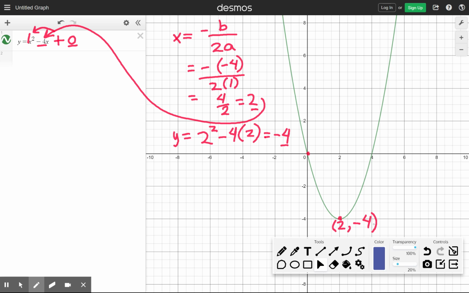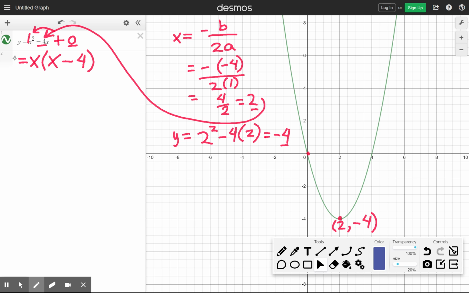But I also notice that x squared minus 4x can be easily factored. So this is another way that you could add more points to your graph, is go ahead and factor the x squared minus 4x by pulling out a greatest common factor of x. So this becomes x times x minus 4 is equal to y.